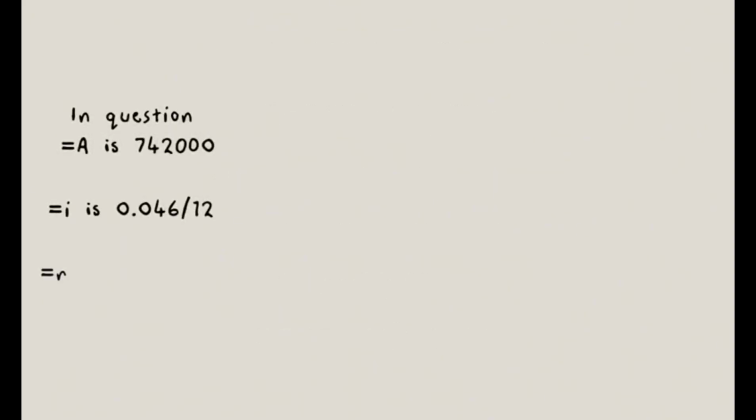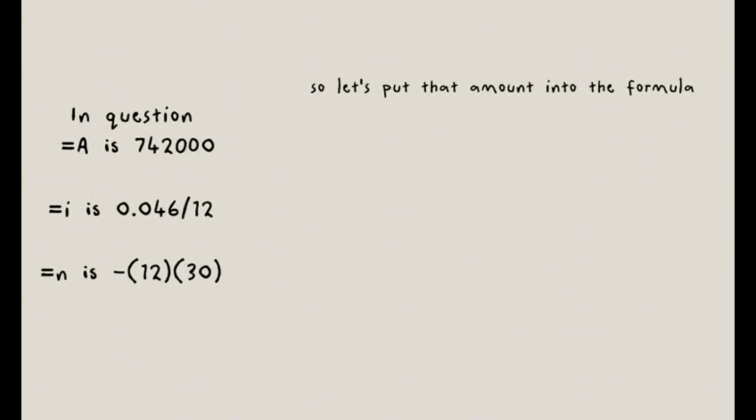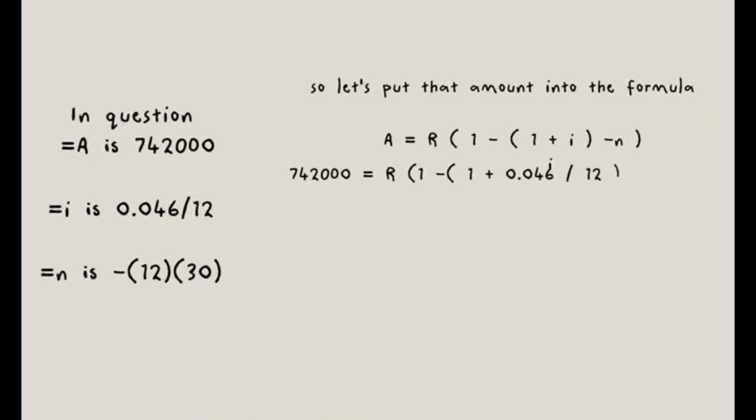In the question, A is 742,000, i is 0.049 over 12, and n is negative 12 times 30. So let's put that amount into the formula. A equals R times [1 minus (1 plus i) to the power of negative n] over i. 742,000 equals R times [1 minus (1 plus 0.046 over 12) to the power of negative 12 times 30] over 0.046 over 12. R equals RM 3,803.82.